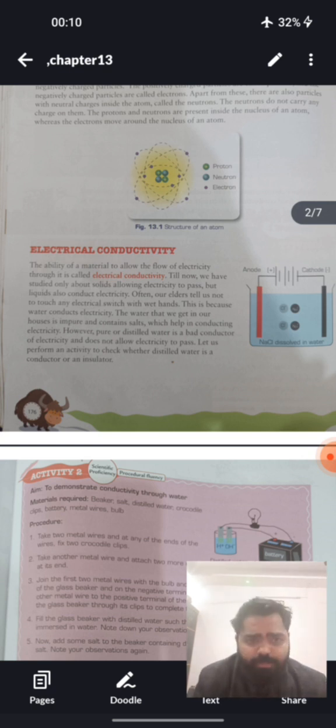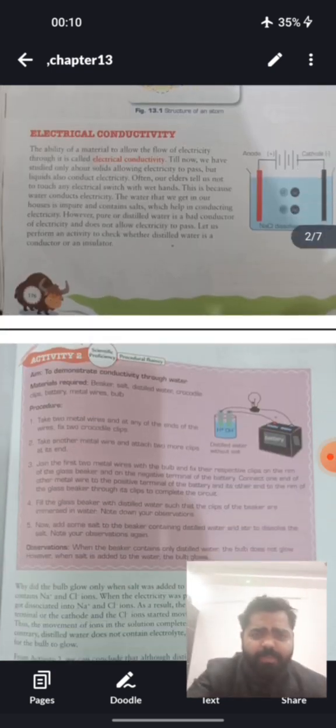And let's start, right? The content for this chapter starts from a simple activity. If we have a battery and we have connected the two terminals of the battery with the help of two metal rods to a distilled water solution, and in this circuit we join a bulb also, we'll see that even though the circuit seems to be complete, the bulb won't glow. And the moment we add a pinch of salt, a little bit of it, and stir it into that water, we'll see that the bulb will start glowing, right? That is what is given in activity 2.